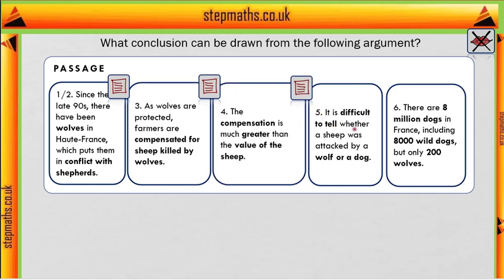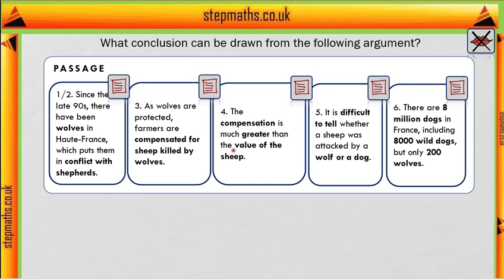We're told it's difficult to tell whether a sheep was attacked by a wolf or a dog. So another fact. And then lastly, a statistic: there's 8 million dogs in France, including 8,000 wild dogs, but only 200 wolves. So another fact. Okay, so as is often the case in these draw conclusion questions, we've got just a bunch of factual statements, but we can still try to arrange them and think about what follows. So sentences 1, 2 and 3 are really setting out the problems. So the wolves are killing the sheep and the farmers get compensated.